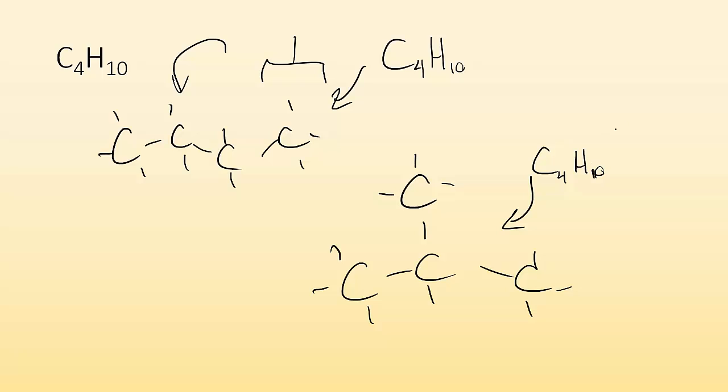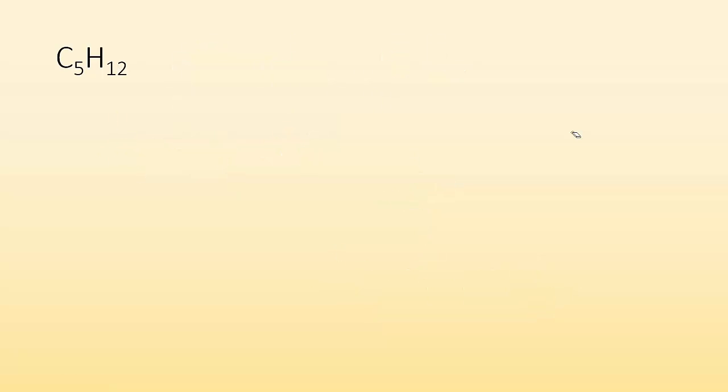So they have the same formula, but different structure. So they're structural isomers, right? Iso means the same, mer means parts. So they're made of the same parts, but they're put together differently. So same thing for pentane.